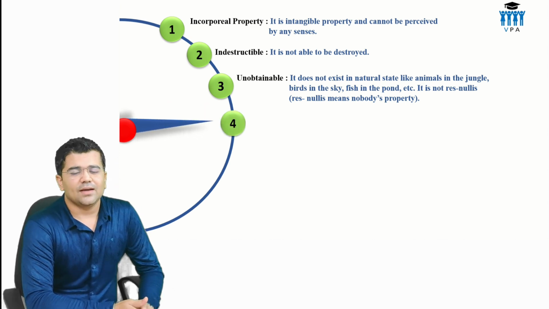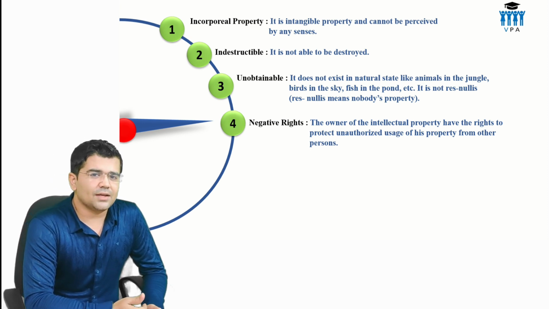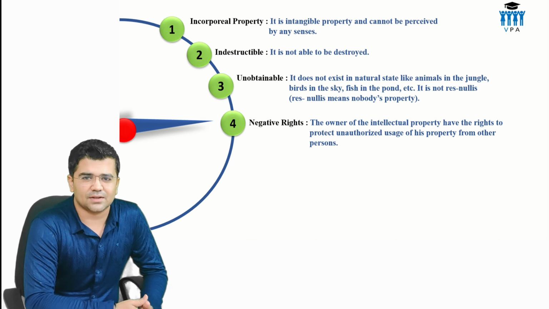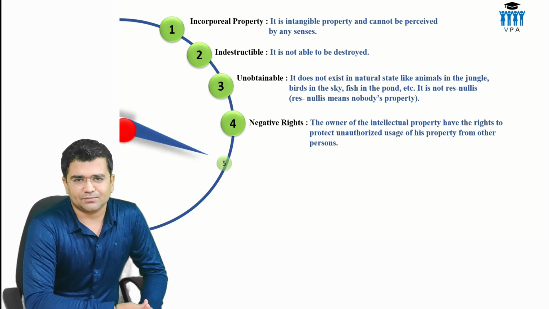The next point is negative rights. Intellectual property protects the ownership rights. It gives protection to the owner so that his right should not be used without authorization by another person. It gives protection to the owner and it gives negative rights to the other party.